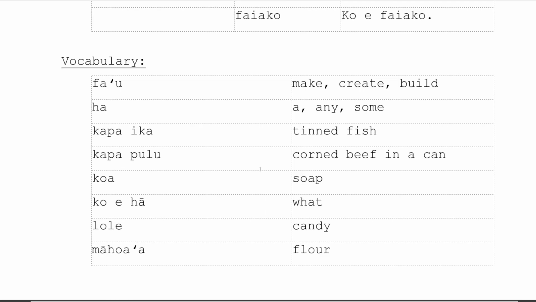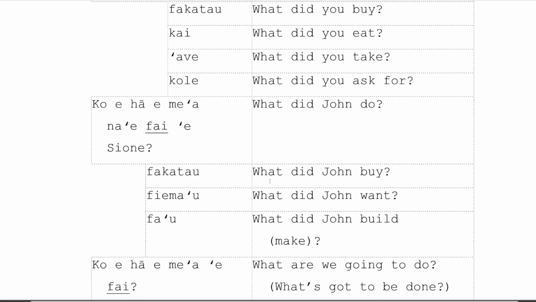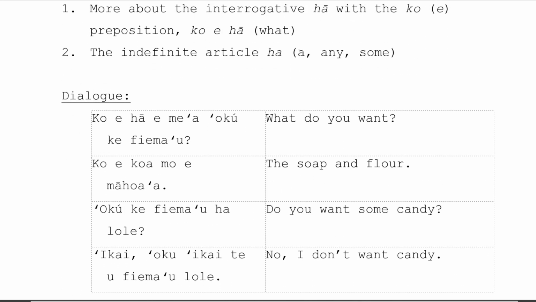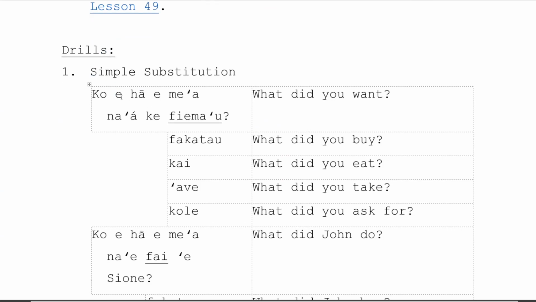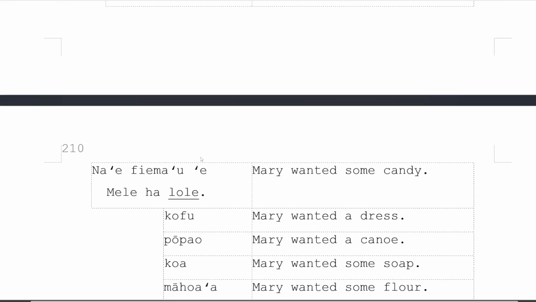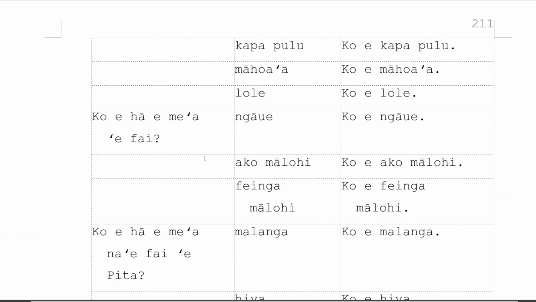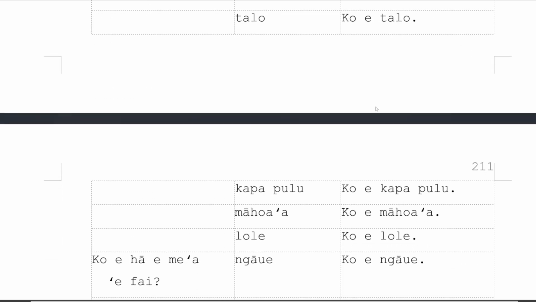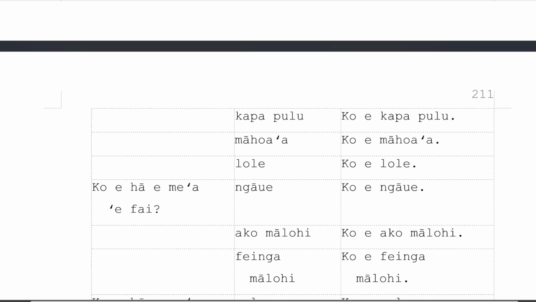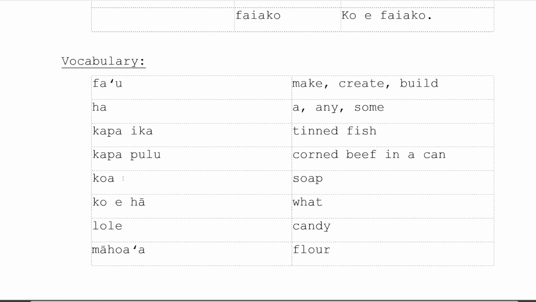Good. Let's do a short review of what we learned. In this chapter, we learned about koeha and ha, meaning a, any, some. We asked a lot of questions, mainly koeha mea na ke fia ma'o, things like that. These were words that you can use at a store. So these questions could be said by a store owner to a customer, and these answers could be the answers to what they want. For example, if I wanted to go to a store and buy 2 cans of corned beef, I could walk up and say, Koe kapapulo e ua, 2 cans of corned beef. Thank you. And that's the lesson.